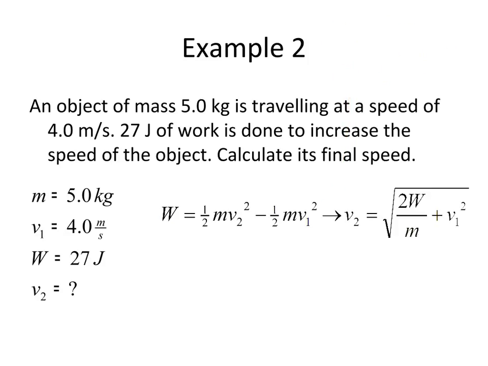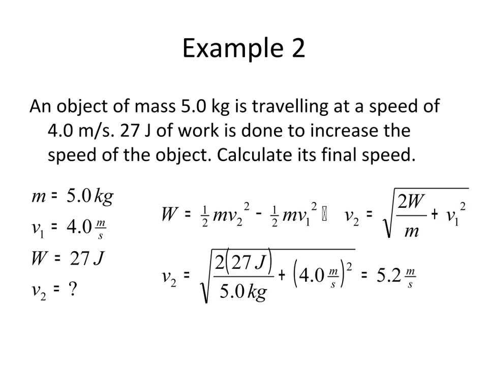We want to solve for V2, so we rearrange the equation to get V2 by itself, and it looks something like this. And so now we can substitute the values in that we are given in the problem. And we get 5.2 meters per second.